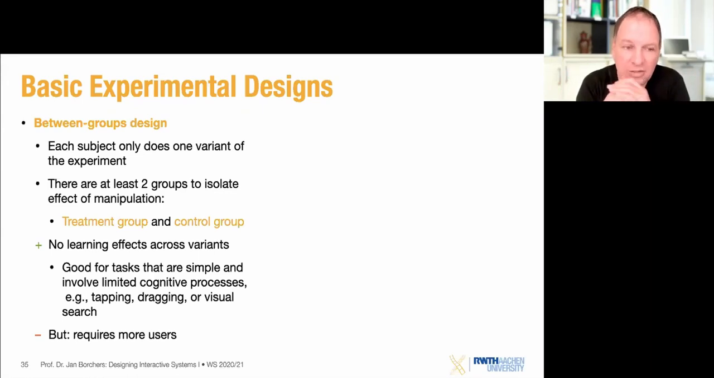Now, the big advantage is that since everybody in the experiment only gets to do either one or the other condition, you don't have a learning effect, right? They don't do the same task twice, once with and once without, and learn while that's going on. So that's great for tasks that are very simple, that involve limited cognitive processes, like tapping targets or dragging icons around on the screen, or visually searching a particular shape among other shapes. These between-group designs are pretty good for that kind of stuff.